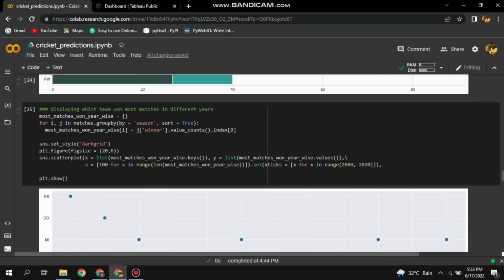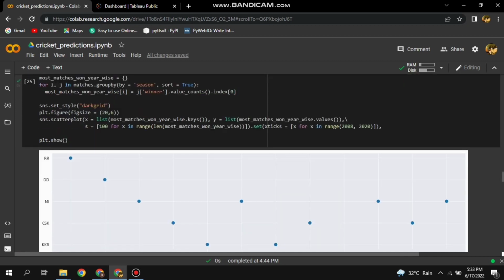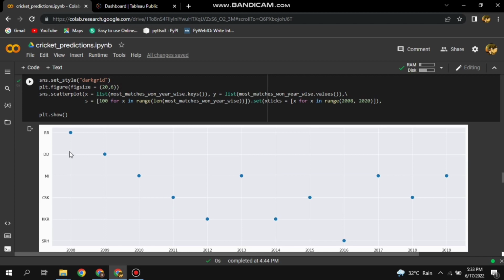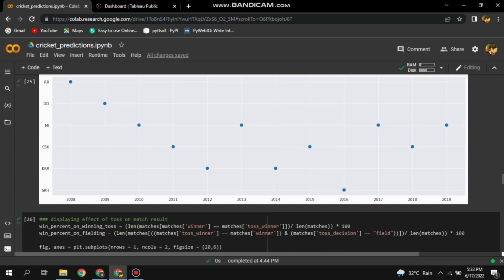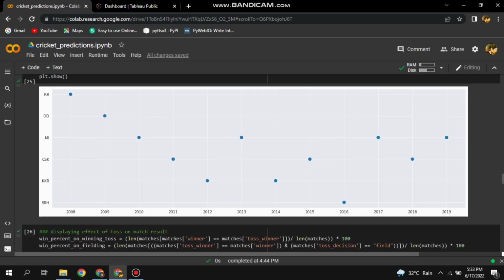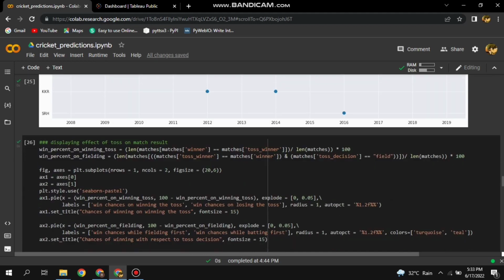And followed by that I plotted a scatter plot displaying in which year which team was the most successful one. In this particular chart success is defined as the most number of matches won in that particular season. So here's the chart. We can clearly see that MI has done that 4 times, CSK 3 times and KKR 2 times.